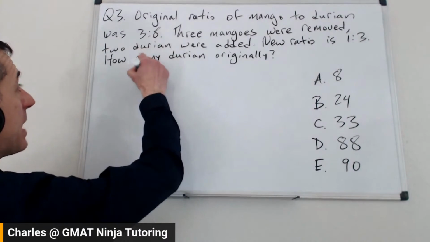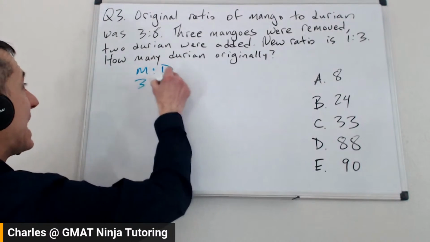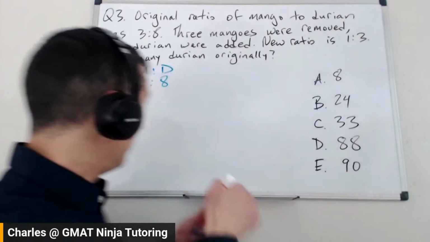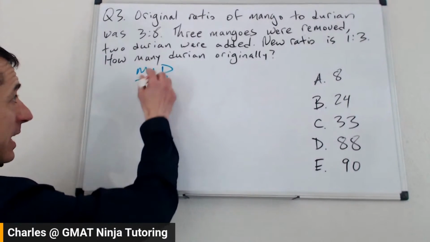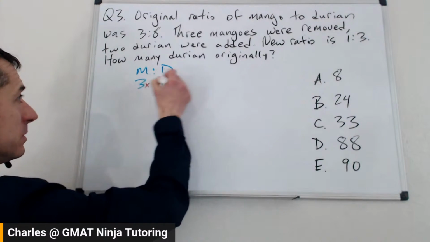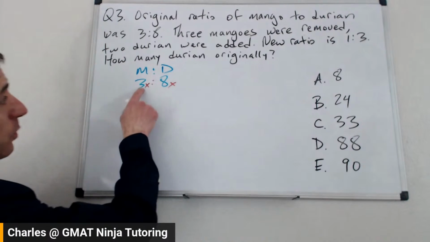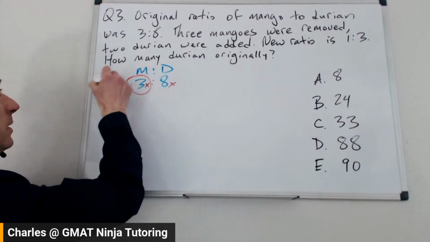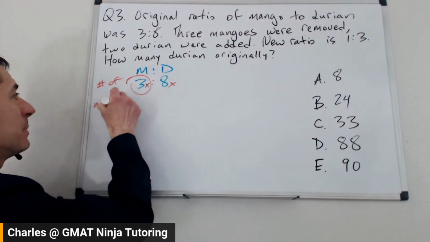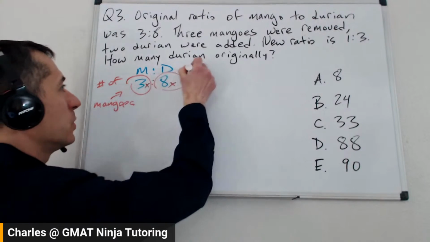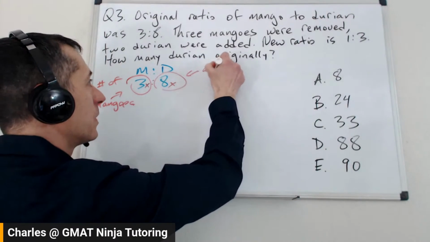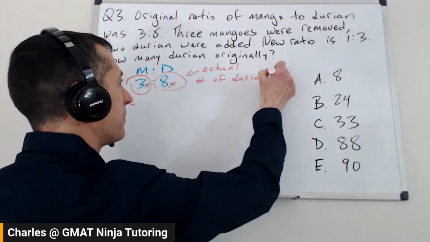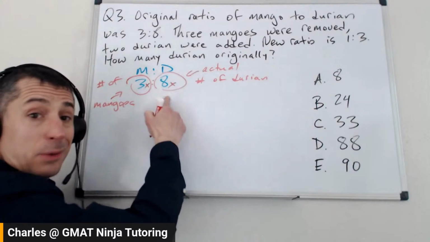Okay, so we got this ratio of mango to durian. It's 3-8. Yeah, okay. But what does that really mean? It means that you can put your little multiplier in here, whatever variable you want to use. I'll be lazy and use X. So we don't have 3 mangoes necessarily. We have 3x mangoes. This is your actual number of mangoes. Sounds silly, but it helps. This is your actual number of durian to start with. And that's what the question's asking you for. So we just want to know, hey, what's 8x?